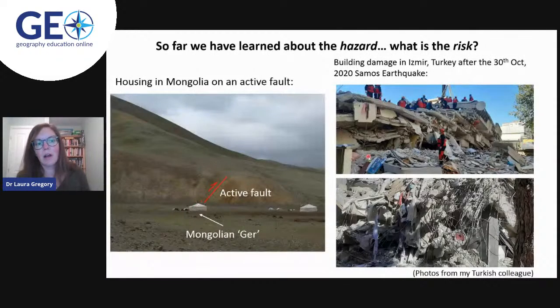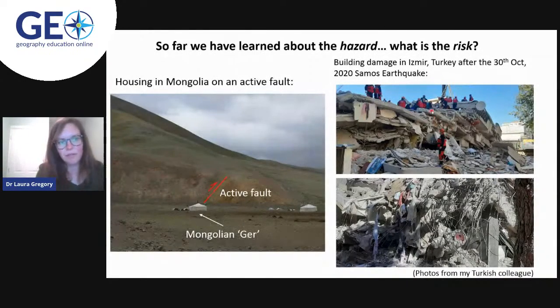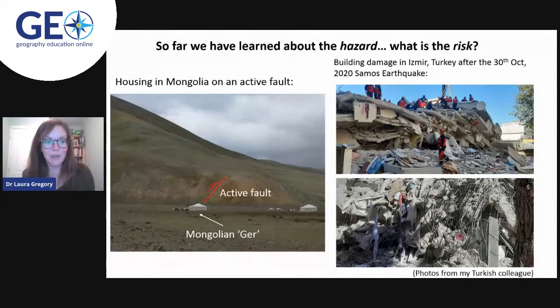Now, if we look to these photos on the right, which are quite upsetting, this is a building that collapsed in the city of Izmir in Turkey after the earthquake a couple of weeks ago. And here, this earthquake actually occurred about 50 to 60 kilometers away from the town of Izmir. So the earthquake was quite far away. It wasn't right under the city, but yet there was still a lot of damage. And so despite the fact that people here were living quite away from that particular hazard, that fault, they still had a much higher risk than here in Mongolia, these people that are living right on the fault.